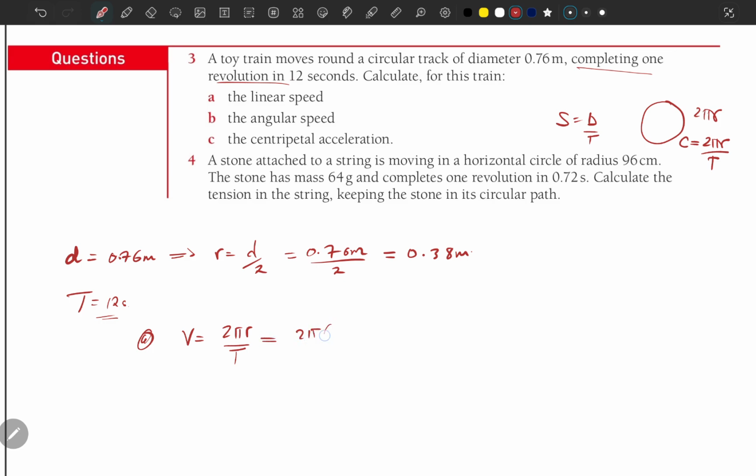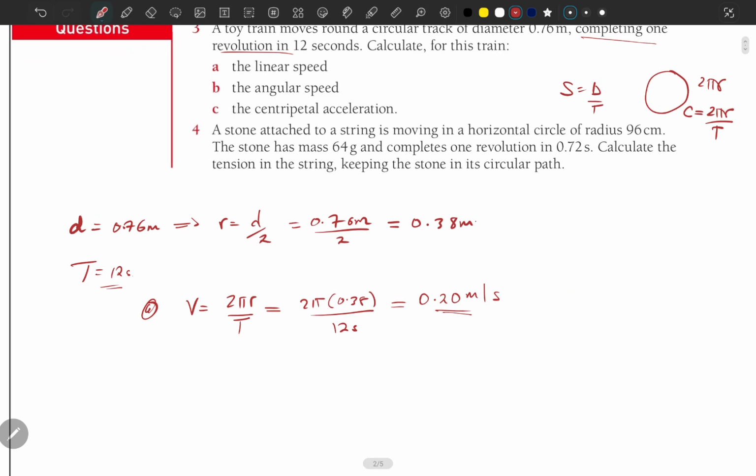So 2 pi, our r is 0.38, our time is 12 seconds. I'm getting approximately 0.20 meters per second. Just like that, and you're done.